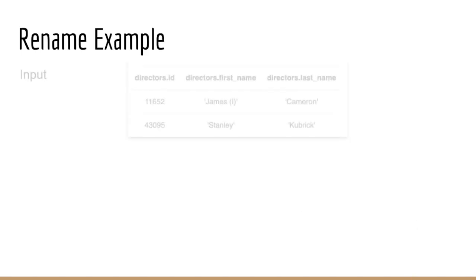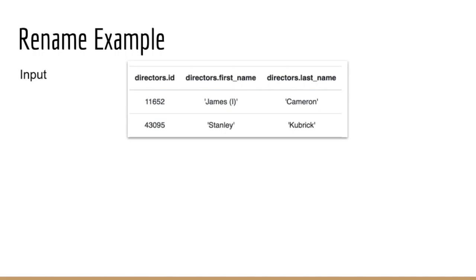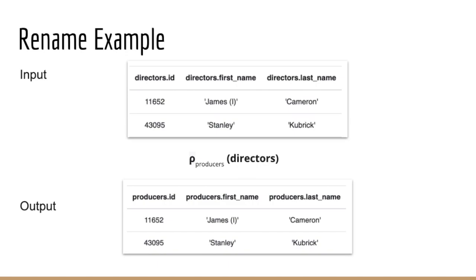Let's say we want to rename the relation directors to producers. We write rho, then producers, followed by the directors relation. As you can see, the table name prefix is changed to producers.